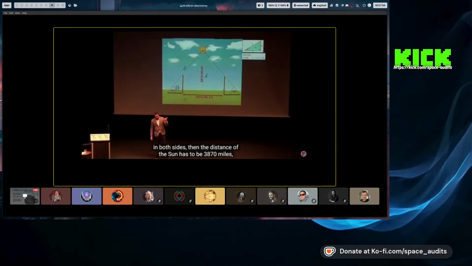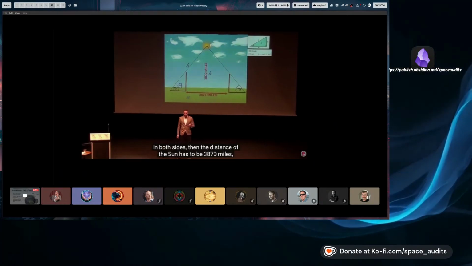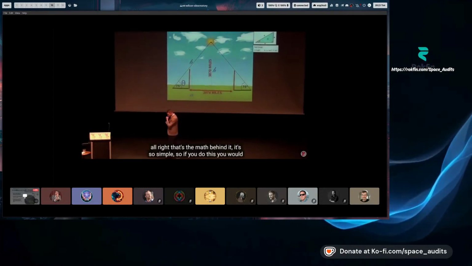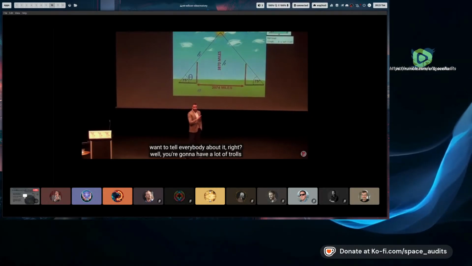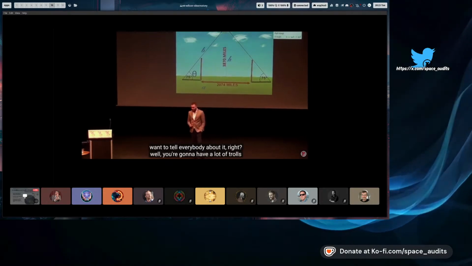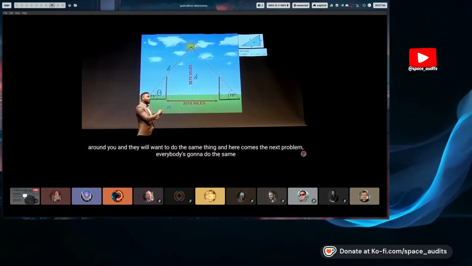Then the distance to the sun has to be 3,870 miles, and that's the math behind it. It's so simple. So if you do this, you would want to tell everybody about it, right? Well, you're going to have a lot of trolls around you, and they will ask you. They will want to do the same thing.